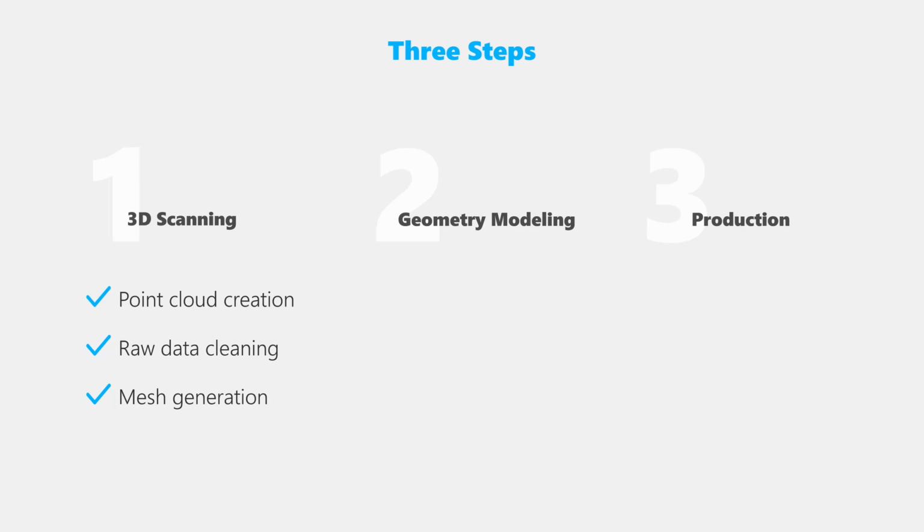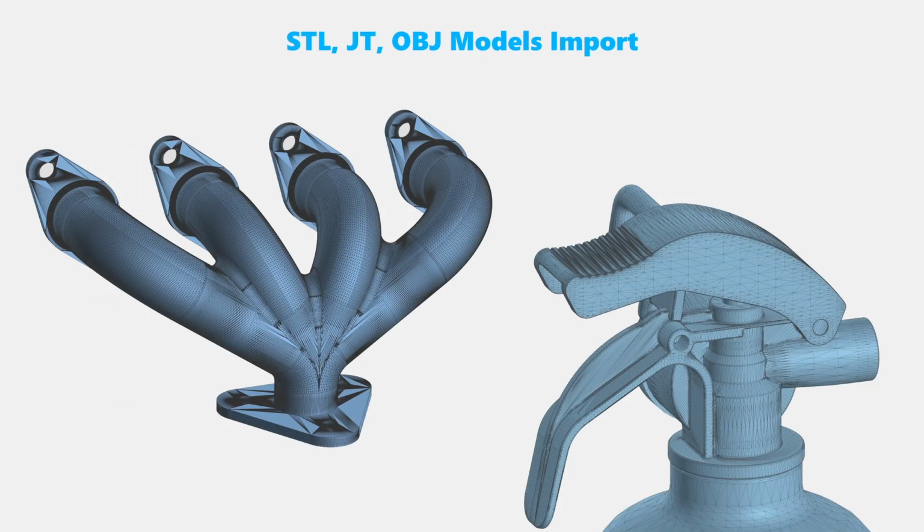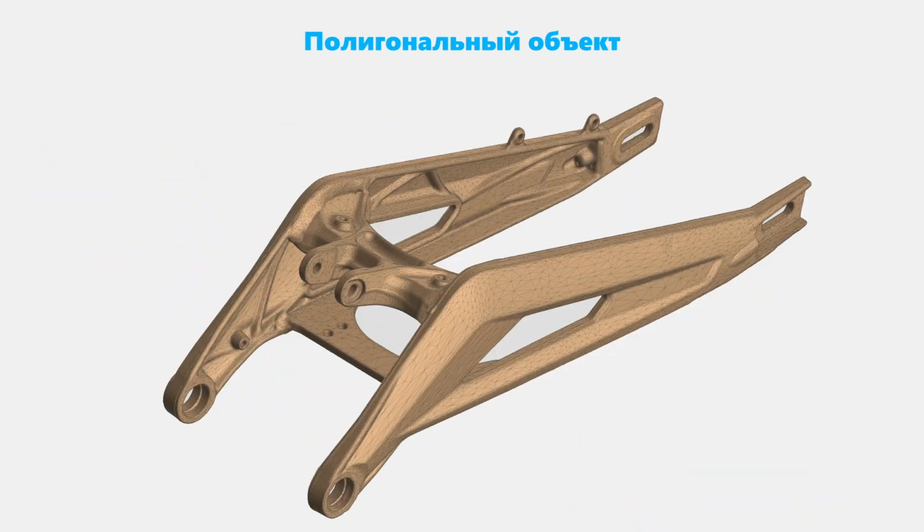Let's run through the KOMPAS tools we'll use for modeling. We'll begin with the possibility of reading different formats such as STL, JT, OBJ. After importing such models, KOMPAS-3D converts them into polygonal objects. Polygonal objects in KOMPAS-3D are represented as triangular meshes. These objects are used to describe the surfaces of 3D objects with high accuracy while requiring minimal computational resources.